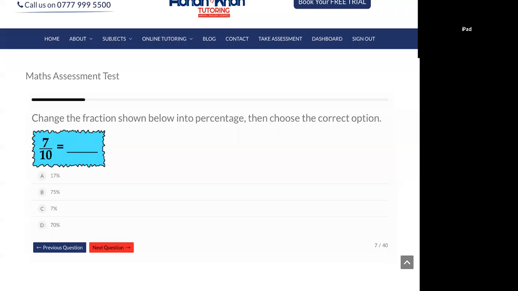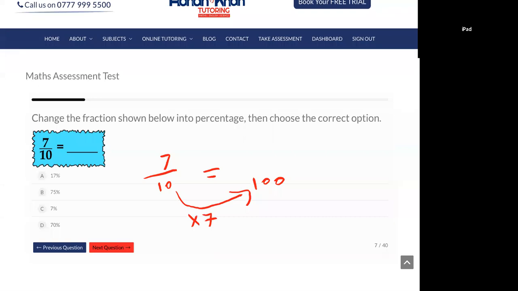So change the fraction shown below into a percentage. So 7/10. So remember, a percentage is always out of 100. So let me just show you the second technique that you can actually use. So how many times can 10 go into 100? How many times can 10 divide into 100? Because remember, we're converting everything into 100 because that's what the percentage is. So 10 times 10 will equal 100.